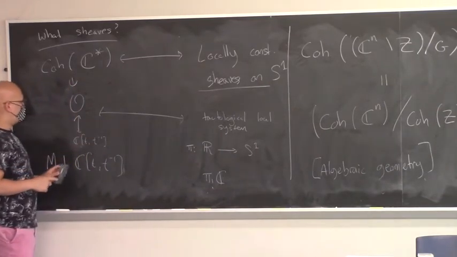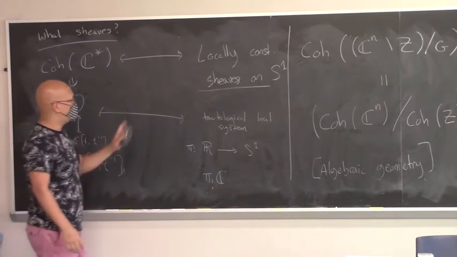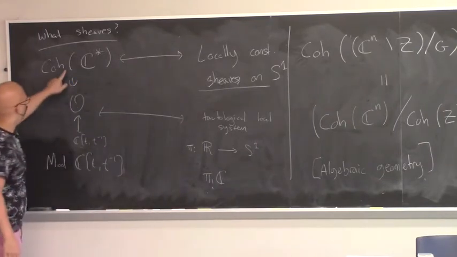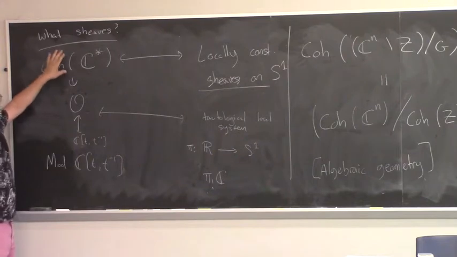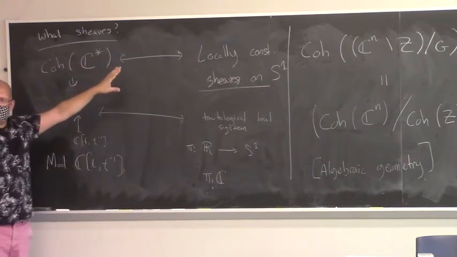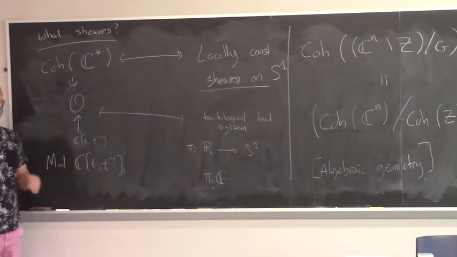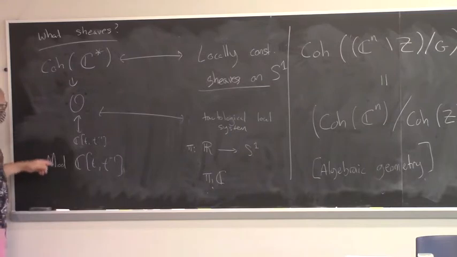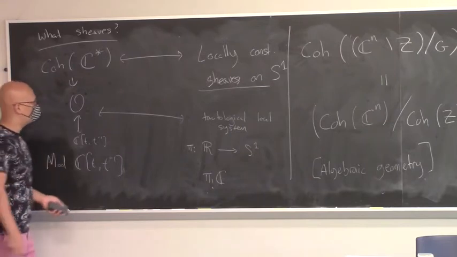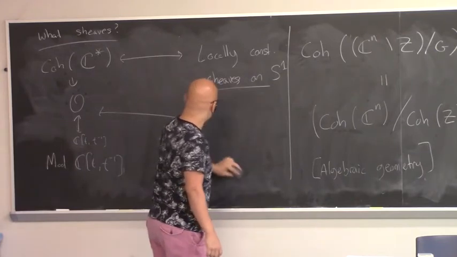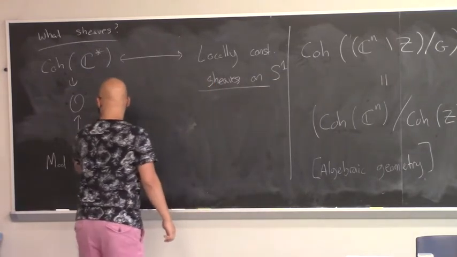Then let me give one more important thing to say about this correspondence. If you look at coherent sheaves on C star, you can tensor them, and if you look at local systems on S1, you can tensor them. But tensor does not go to tensor. So you can ask, what does tensor go to? And the answer is this correspondence interchanges tensor product with convolution.